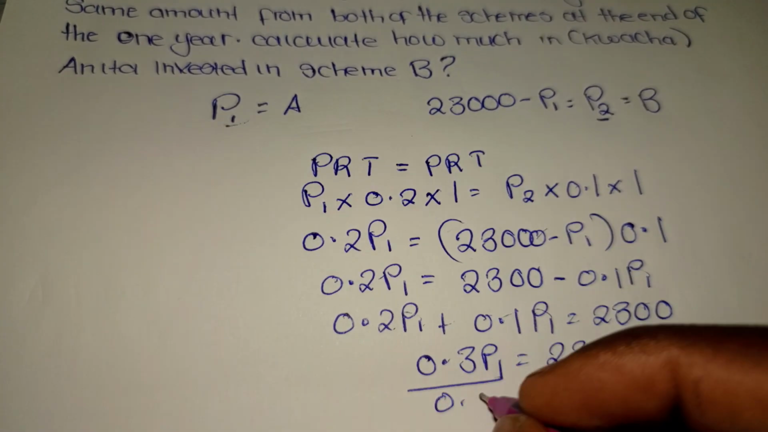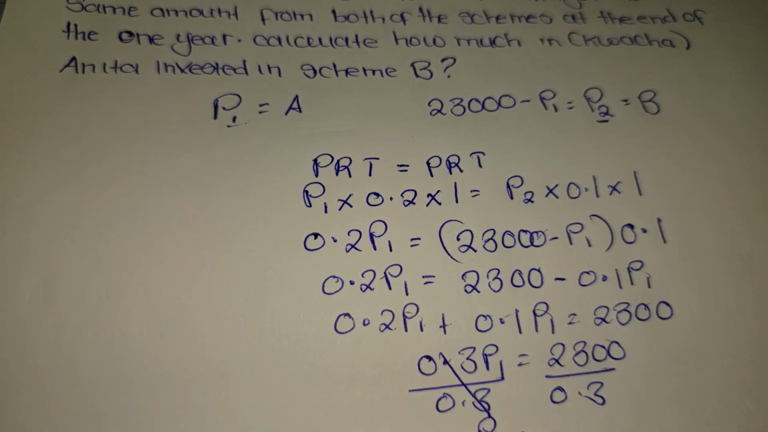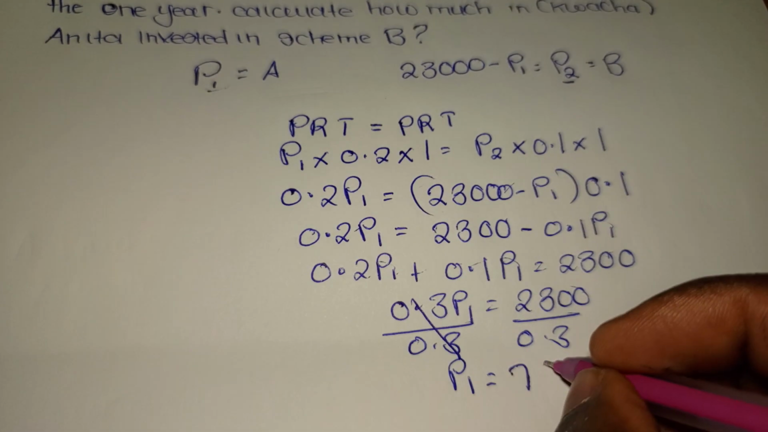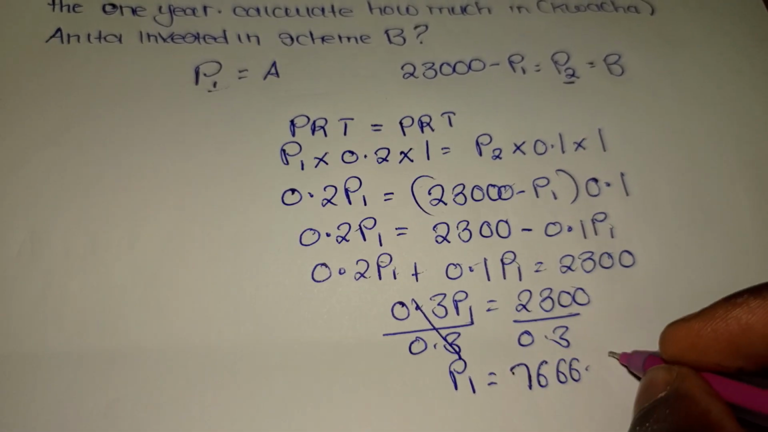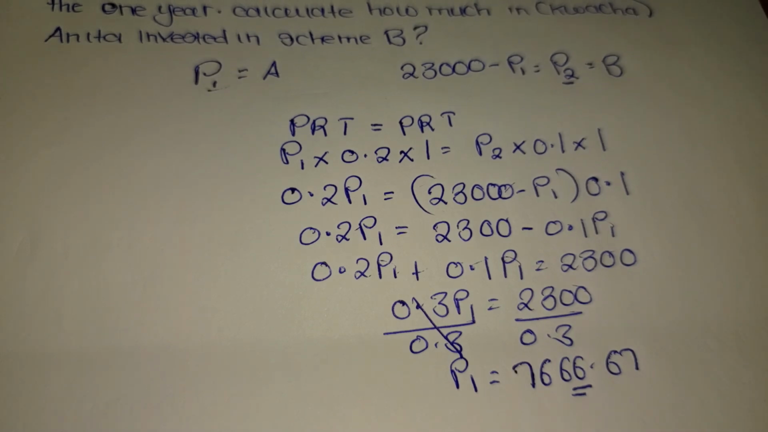Then from here you just divide both sides by 0.3, where P1 is equal to 2,300 divided by 0.3, which gives you 7,666.67. So this was the amount that was invested in scheme A, but we are interested in the amount that was invested in scheme B.